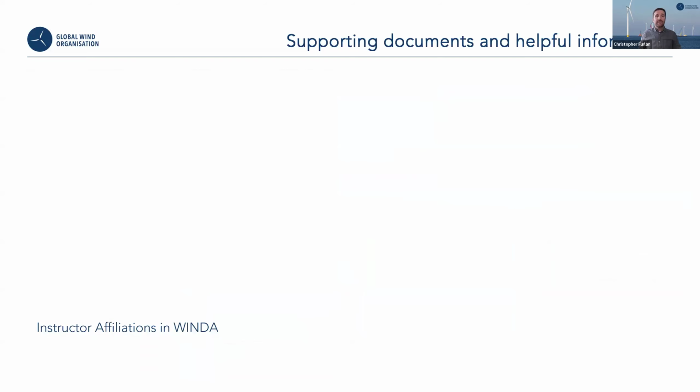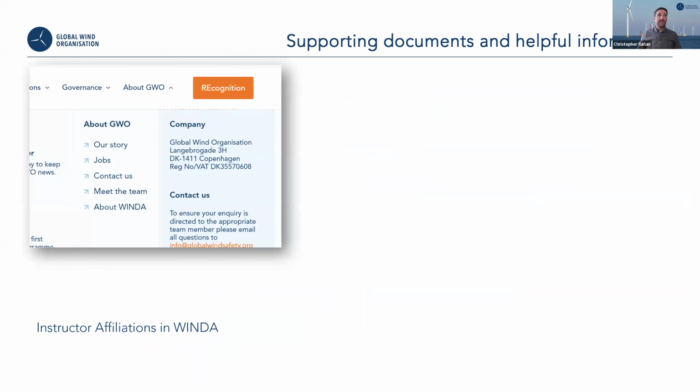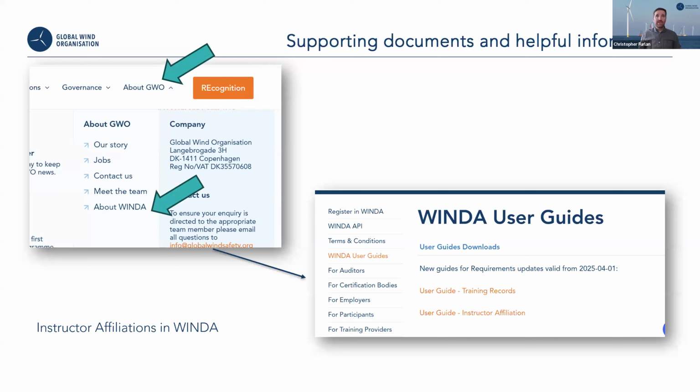Instructor affiliations in WINDA, there's also documentation that can help you here, if you haven't seen that. If you go to About GWO on the website, About WINDA in the menu down there, and click on WINDA user guides, you'll find a user guide for training records and a user guide for instructor affiliations there, right here.